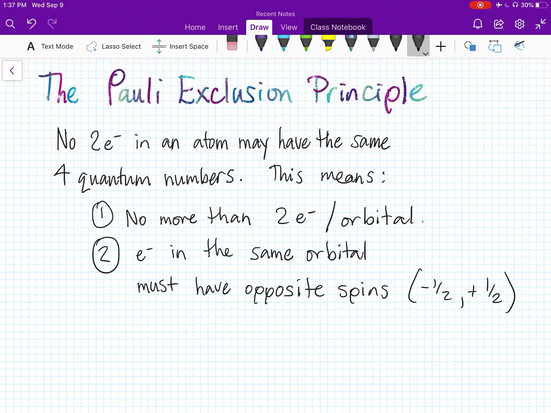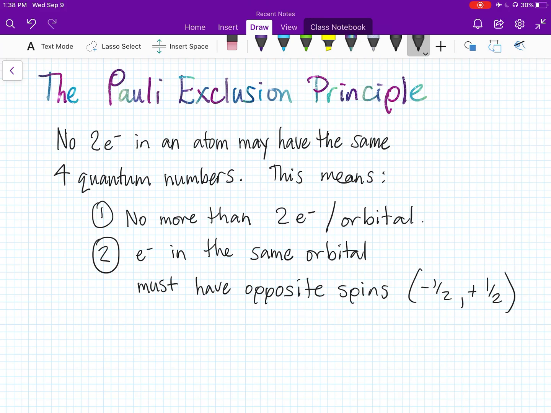So everything that we've talked about with quantum numbers leads to the Pauli exclusion principle, which states that no two electrons in an atom can have the same four quantum numbers. So at least one out of the four quantum numbers must be different. This has two major implications.